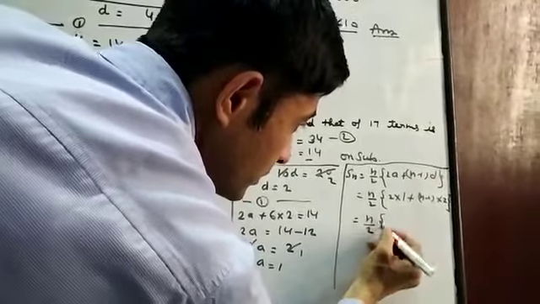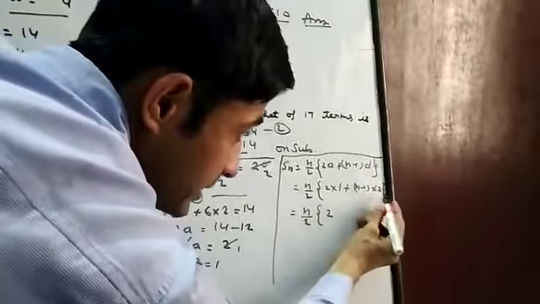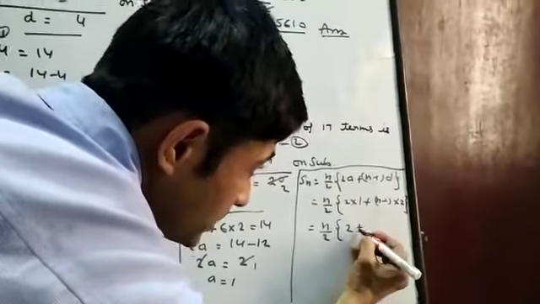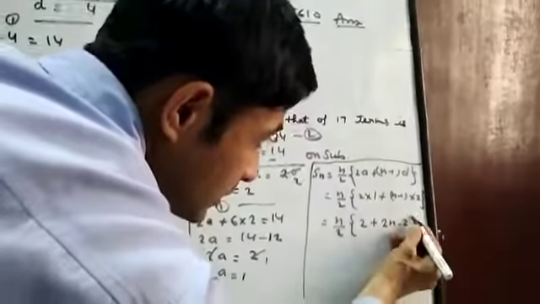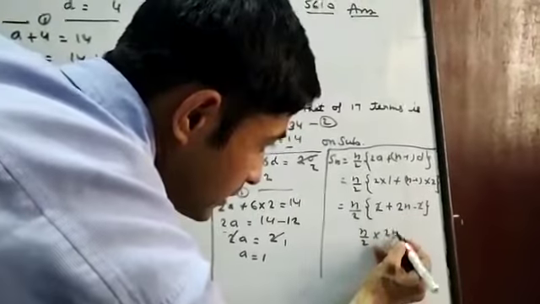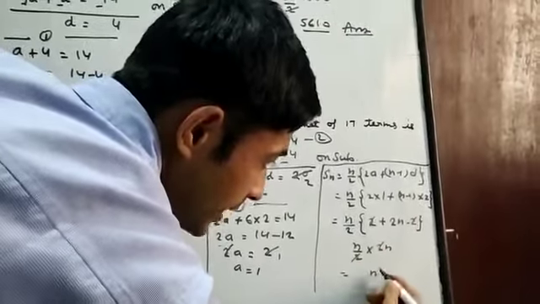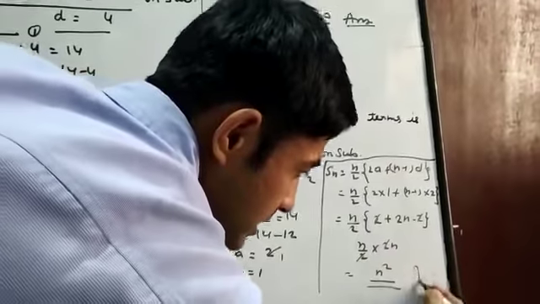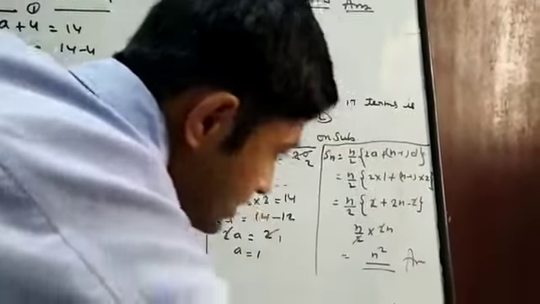N upon 2. 2 multiplied by 2 in both of the numbers gives 2n minus 2. 2 cancels. N upon 2 multiplied by 2n. 2 cancels. N into n. N square. This is my final answer.